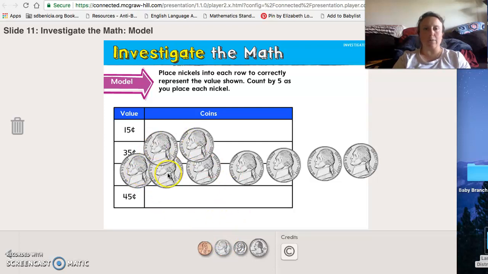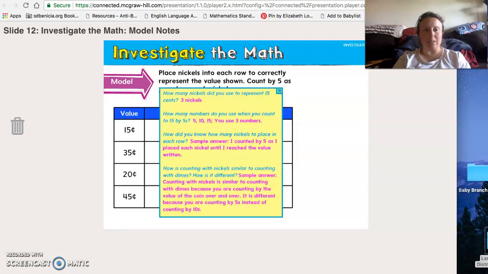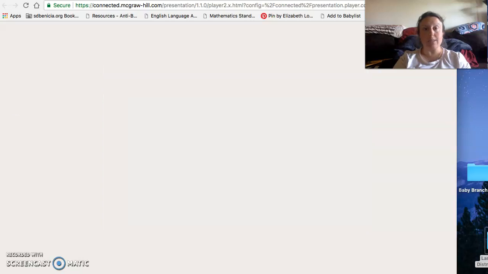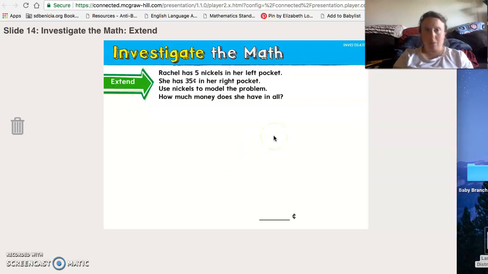So let's count how many nickels that was. 1, 2, 3, 4, 5, 6, 7, 8, 9. So 9 nickels. Did you have 9 nickels? I hope so. All right, let's keep going. Okay, so this gives us the answer. We just found it. Thank you for your help.